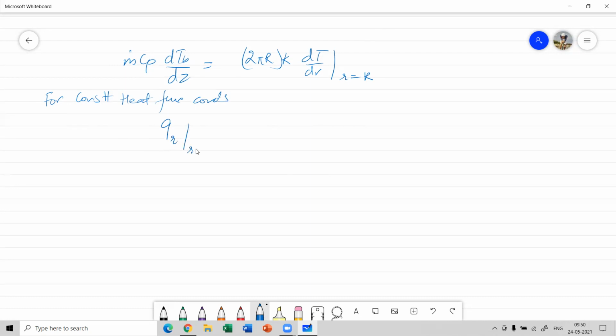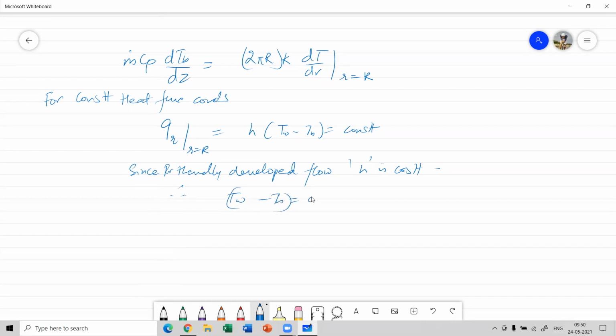at r equal to R, at the wall, the heat flux at the wall is nothing but h into Tw minus Tb, which is basically a constant. Now, since the flow is thermally developed, for a thermally developed system, thermally developed flow, the h is constant. So therefore, Tw minus Tb will be some sort of a constant.